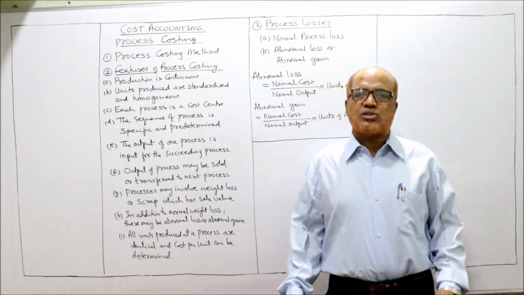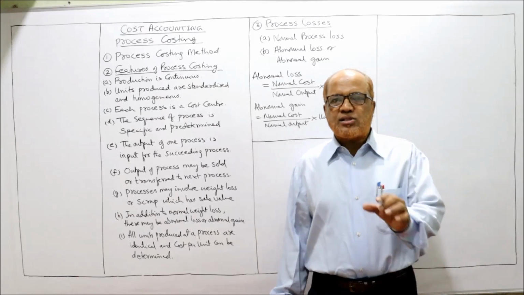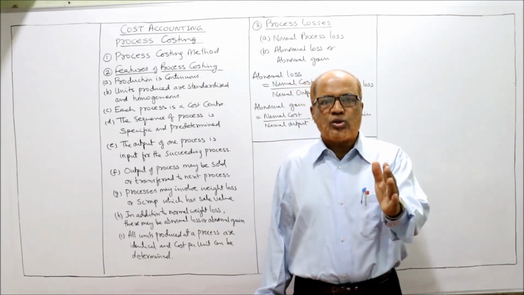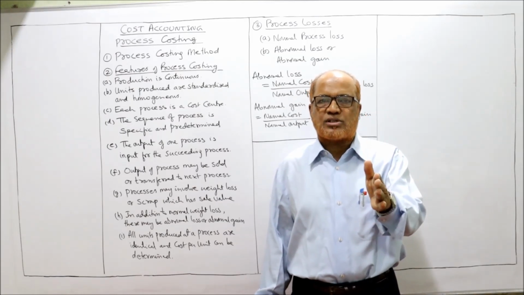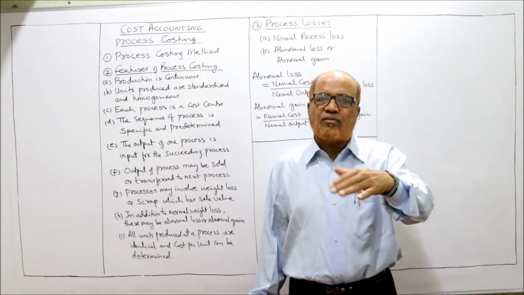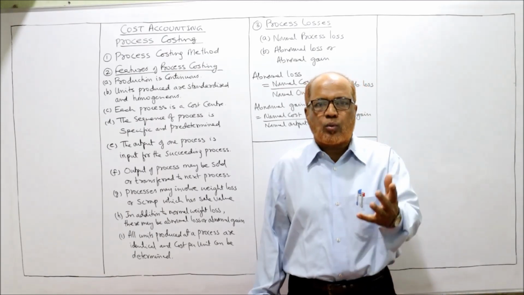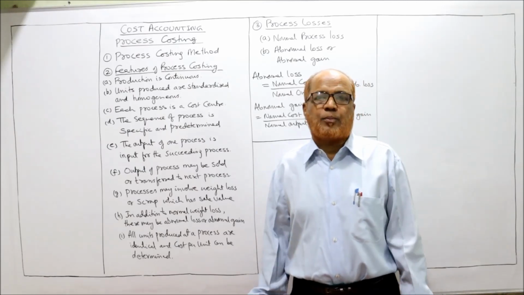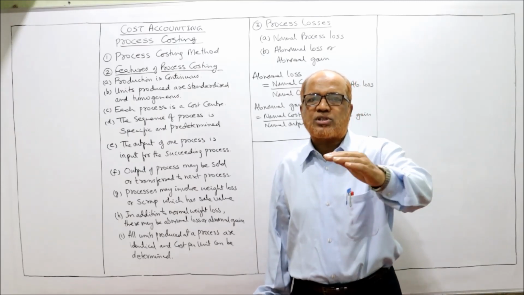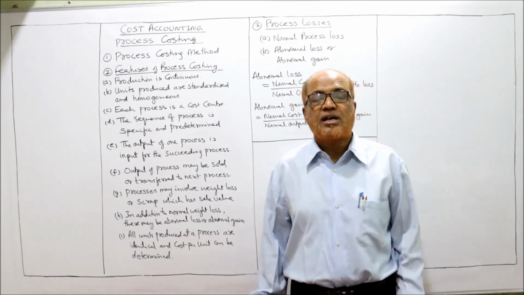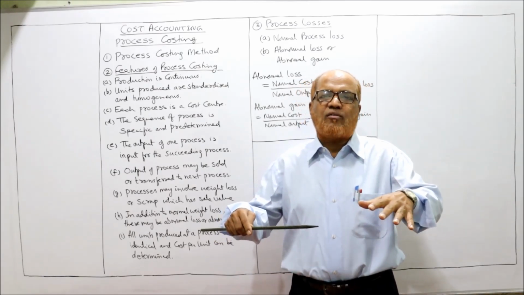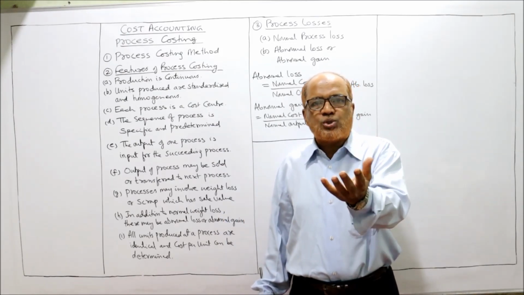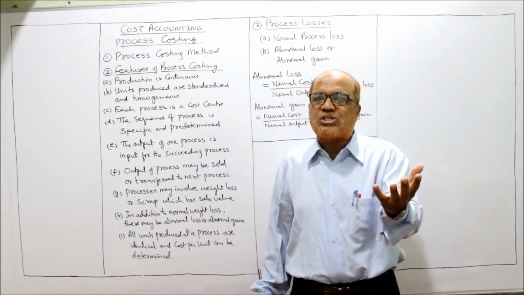A simple example is sugar manufacturing. In sugar manufacturing, the main raw material is sugar cane. The sugar cane is introduced in the first department, the first process. It will be crushed and converted into juice, liquid form. That liquid will be passed on to the next process, the second process. So the output of the first process will become the input of the second process. There again some processing work will be done. Then it will be converted from juice form into solid crystal form.